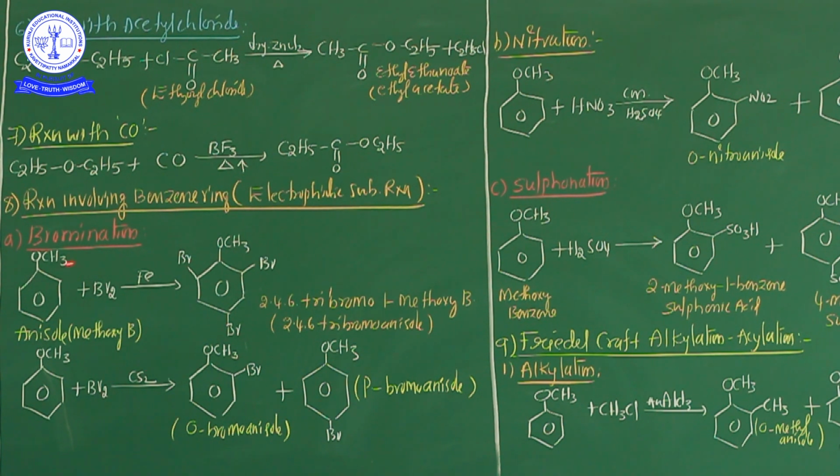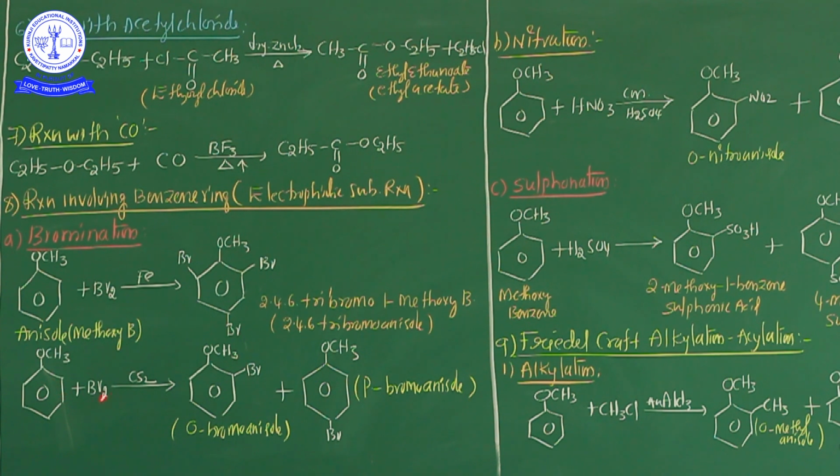Now this one is reactions involving the benzene ring. So here, whenever anisole is treated with bromine in the presence of iron, 2,4,6-tribromo-1-methoxybenzene is formed. Anisole formula is C6H5OCH3. Its common name is anisole or methoxybenzene. And see here, anisole treated with bromine in the presence of iron gives these products.